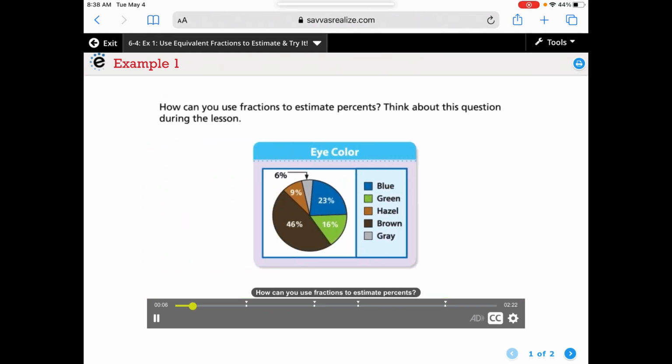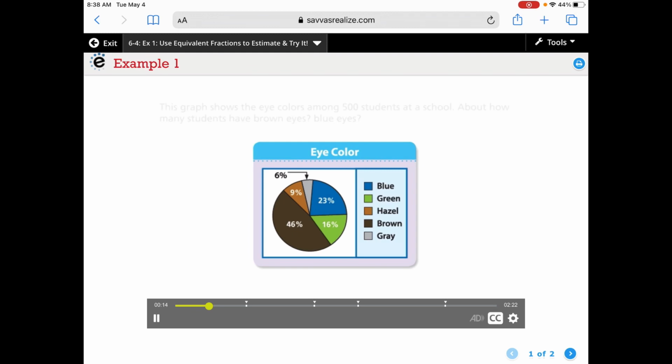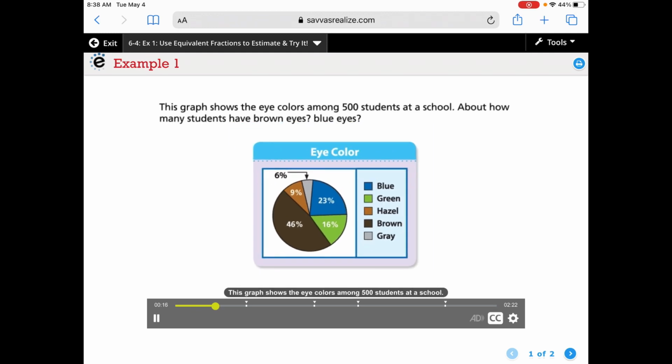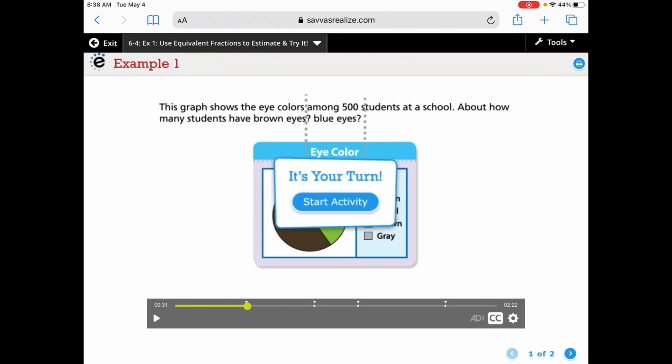How can you use fractions to estimate percents? Think about this question during the lesson. This graph shows the eye colors among 500 students at a school. About how many students have brown eyes? Blue eyes? You can use what you know about percents and their fraction equivalents to estimate. So if you take a look at brown, brown was at 46%. We can call that half. Estimate that as half. So we could say that 250 kids have brown eyes.